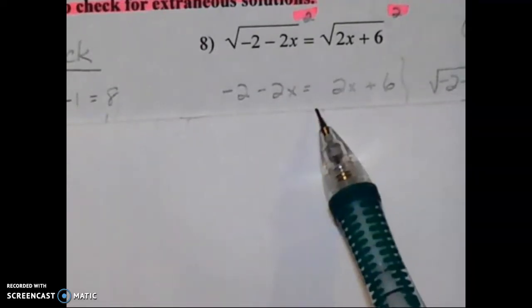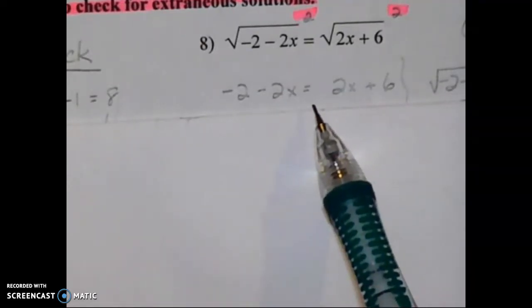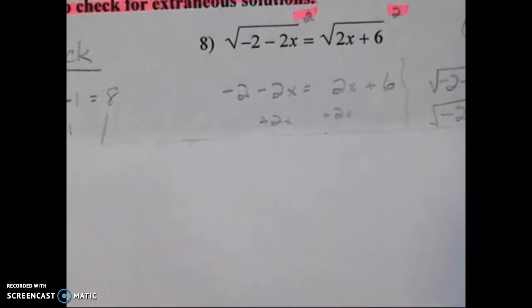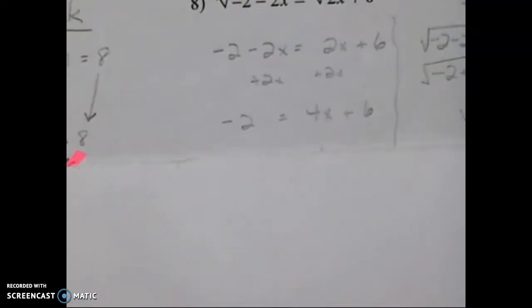This is what you did in 6th grade. You guys know how to do this. Move the smaller x, so I add 2x to both sides. Subtract 6, divide by 4, and you get negative 2. You're halfway there. Check, check.